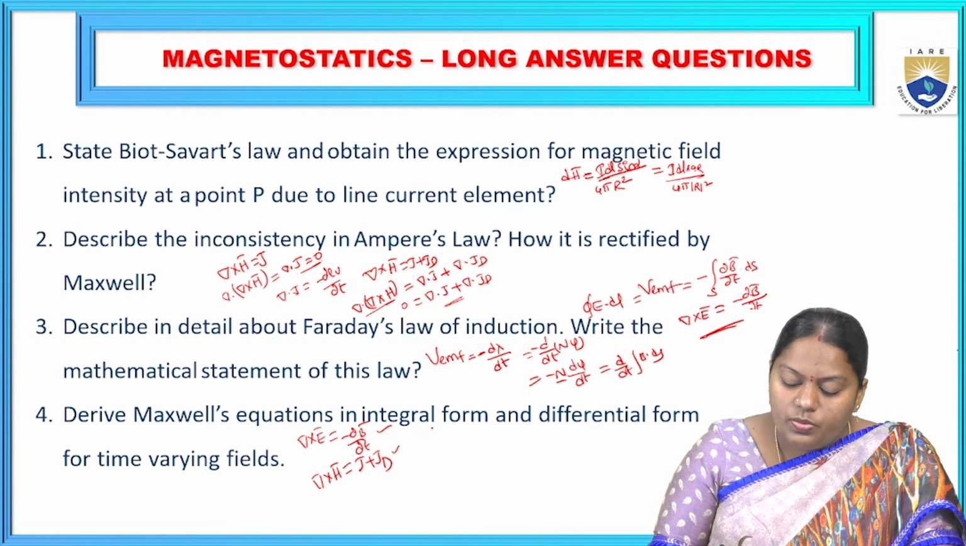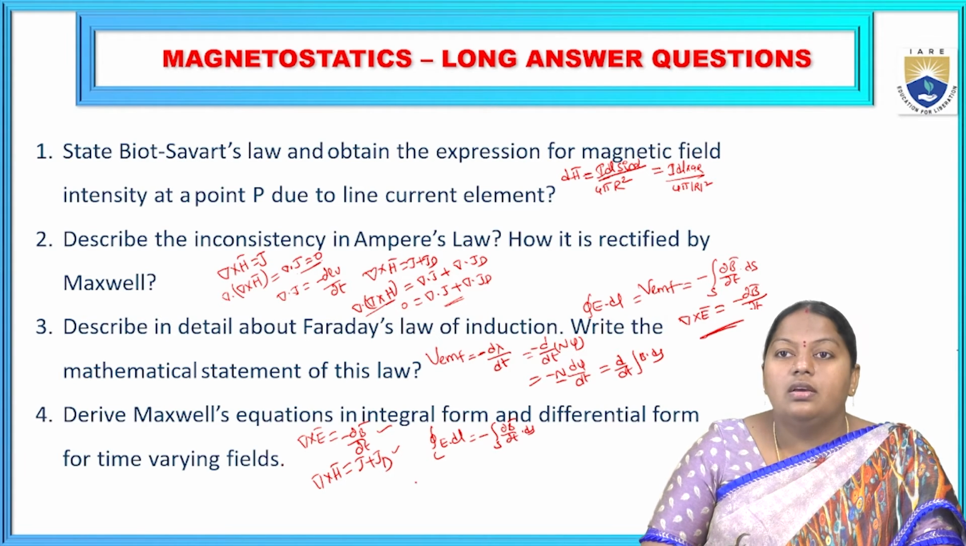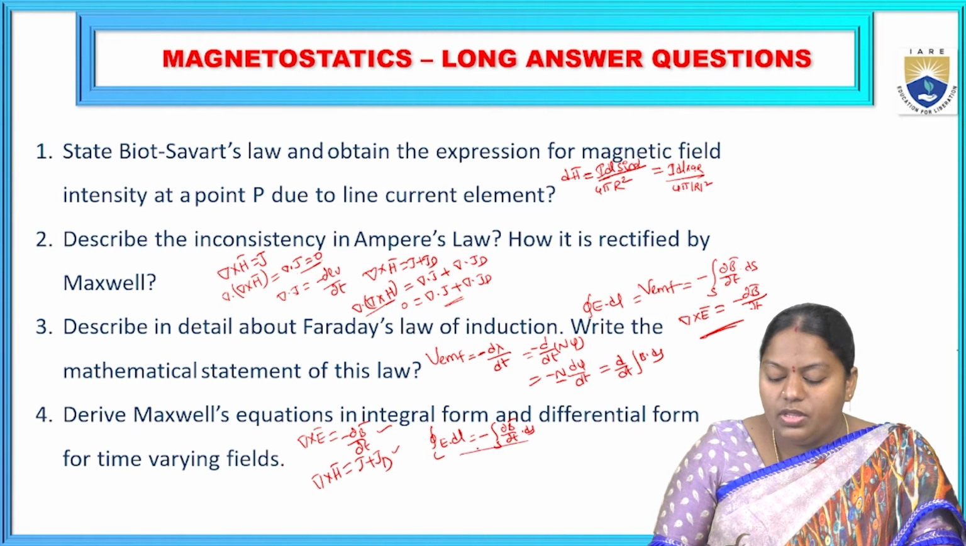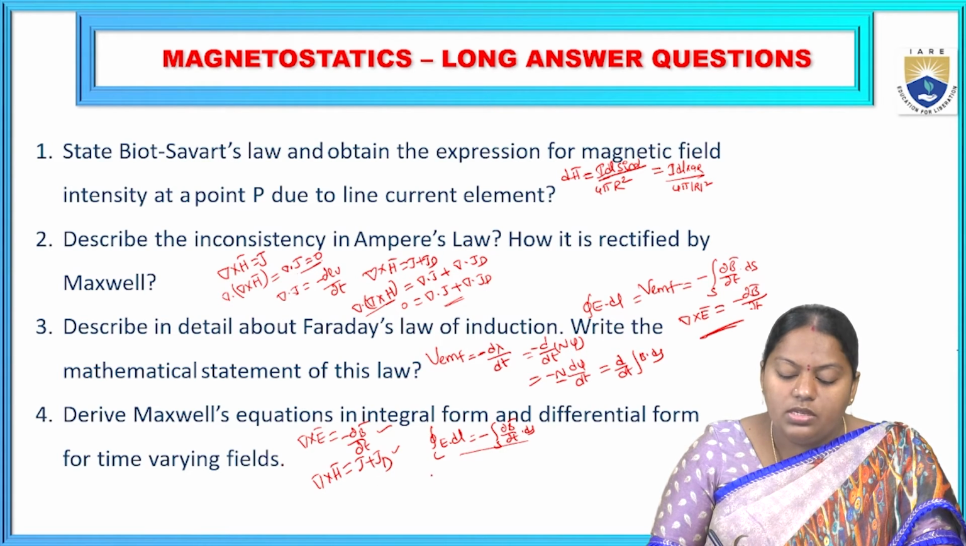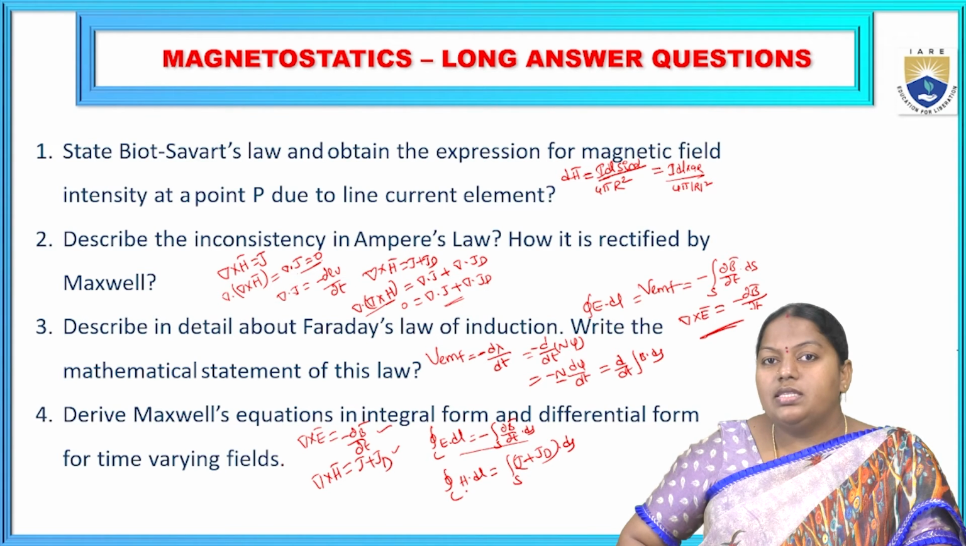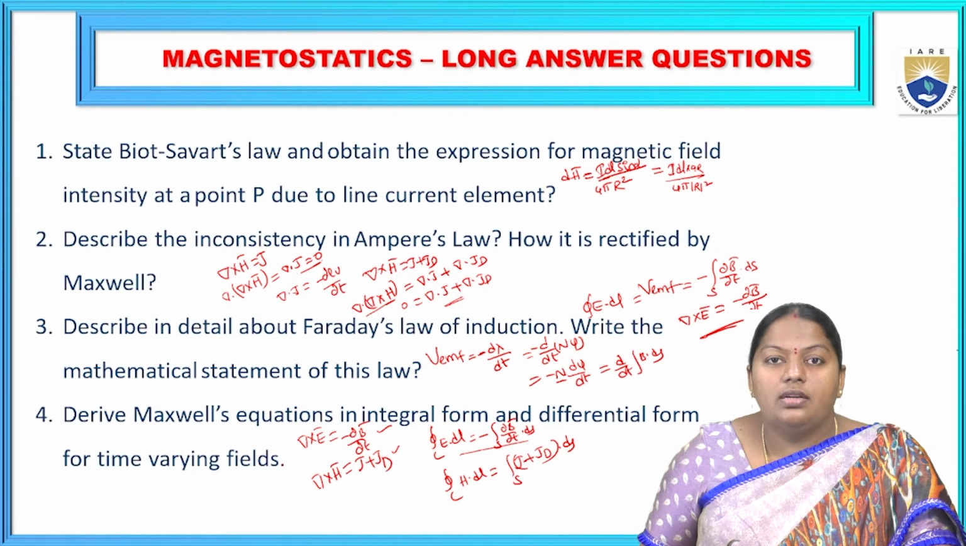And integral forms mean closed line integral over L of E·dl is equal to minus integral over S of ∂B̄/∂t·dS, which is the integral form of Faraday's law. And according to Ampere's circuit law, closed line integral over L of H·dl is equal to integral over S of (J plus J_D)·dS, where J is said to be the conduction current density and J_D the displacement current density.